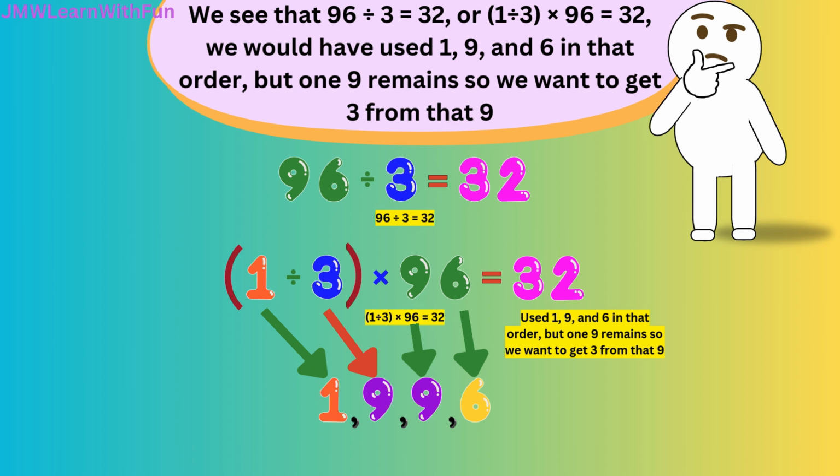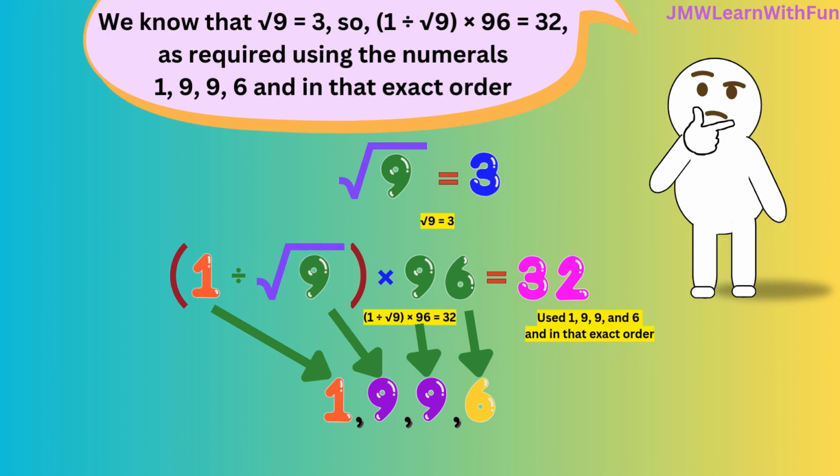But 1 9 remains, so we want to get 3 from that 9. We know that the square root of 9 equals 3. So (1 divided by the square root of 9) multiplied by 96 equals 32 as required, using the numerals 1996, and in that exact order.